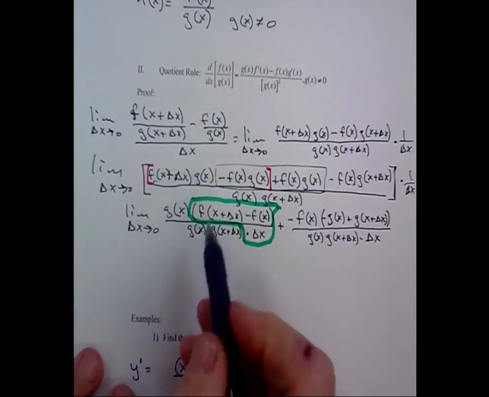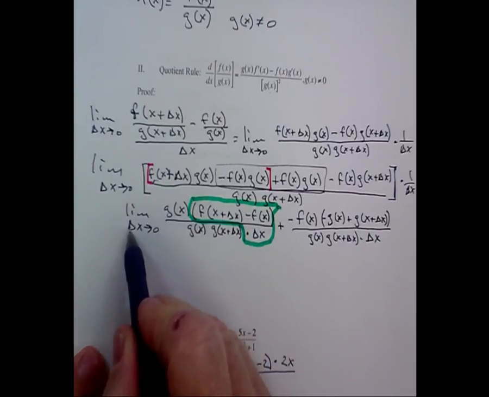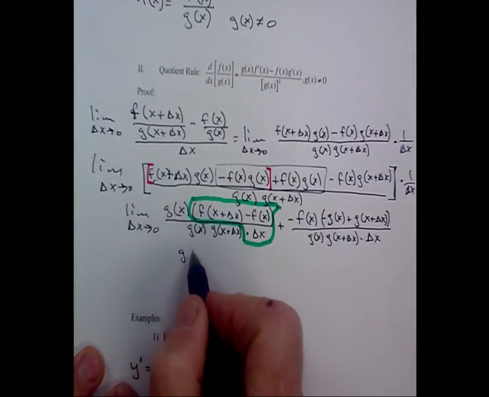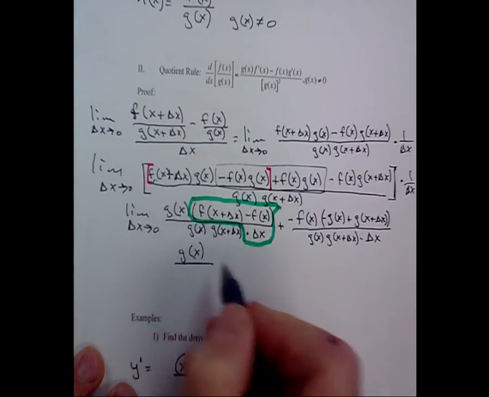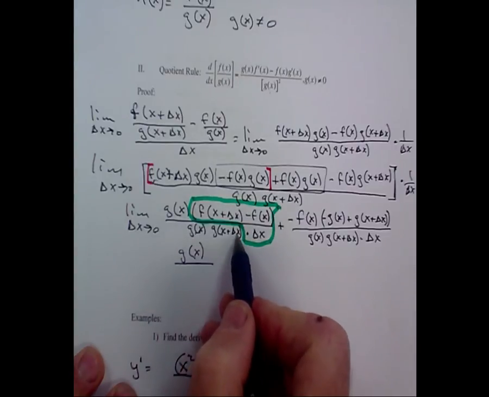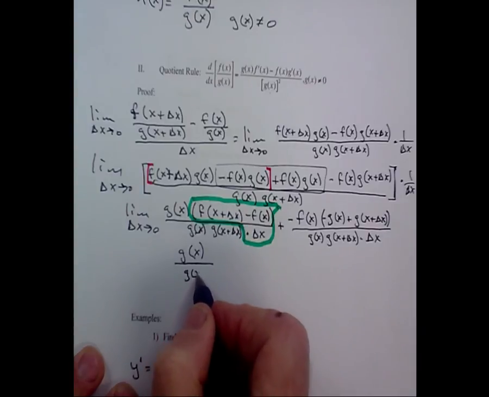So I'm going to take the limit as delta x goes to 0 of g of x. Well, delta x doesn't affect g of x at all, does it? So I got g of x. And down here, I'm going to have g of x, and when this delta x goes to 0, I'm going to have g of x squared.